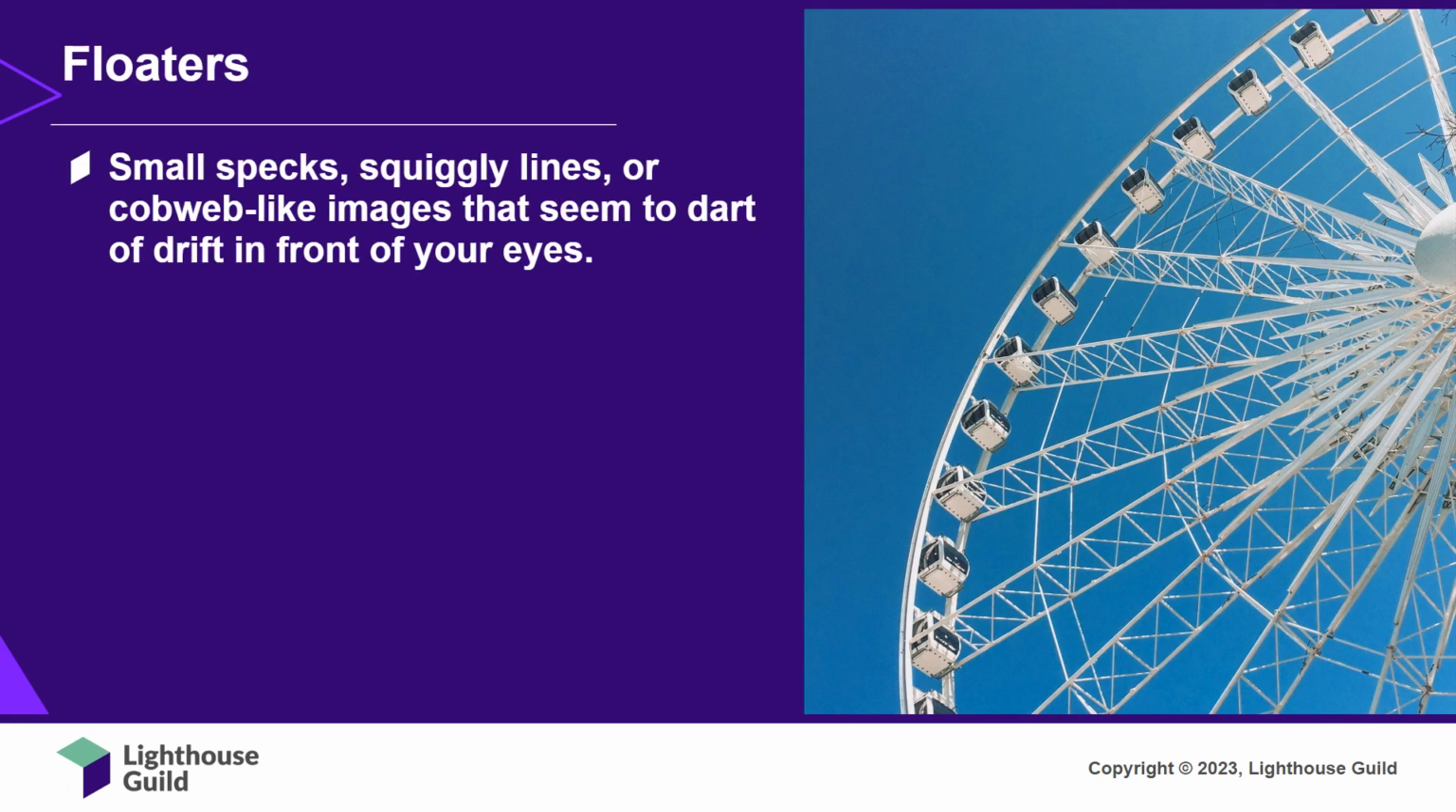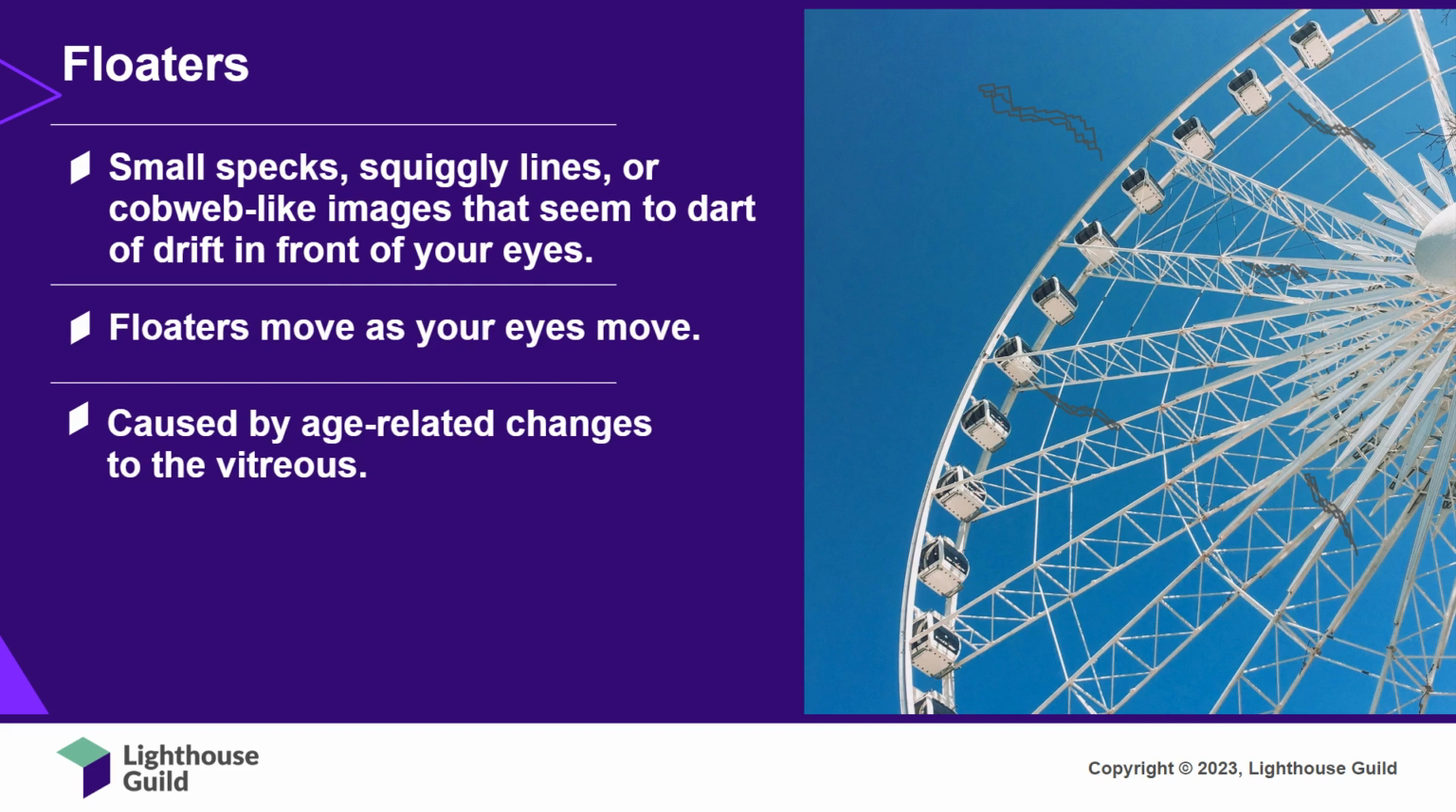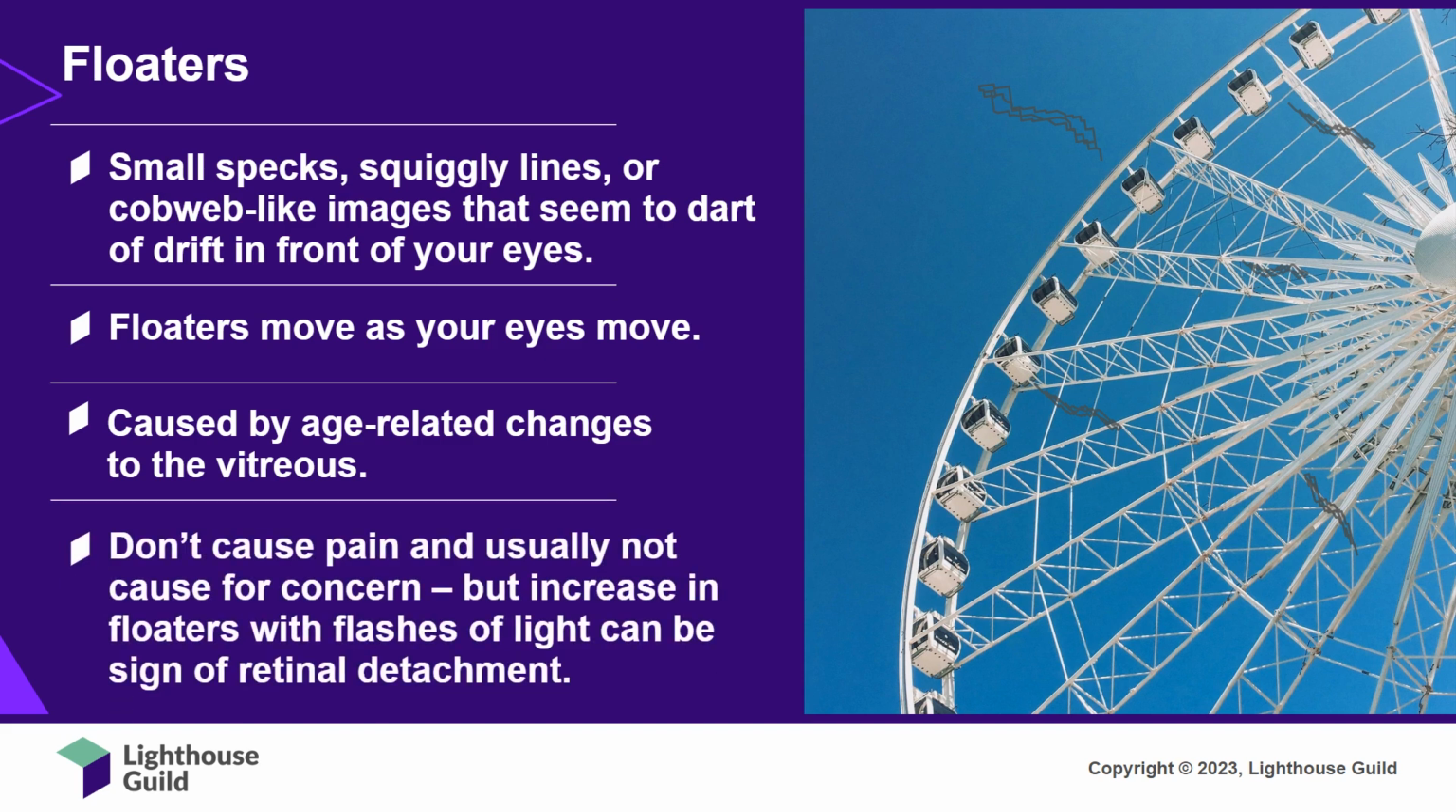Floaters are small specks, squiggly lines, or cobweb-like images that seem to dart or drift about in front of your eyes, especially in front of something bright like a blue sky or the white background on a computer screen. The floaters move as your eyes move. Most are caused by age-related changes in the vitreous, the jelly-like substance that gives your eyes their shape. They don't cause pain and are usually not cause for concern, but signs of a possible retinal detachment include an increase in the number of floaters in your eyes, accompanied by flashes of light.